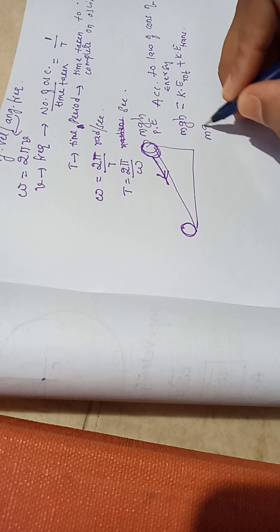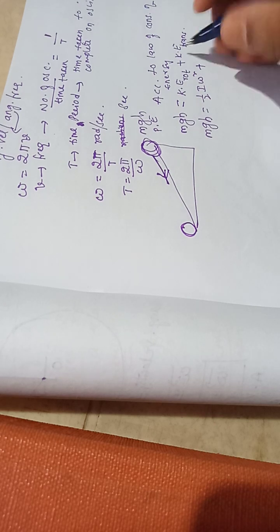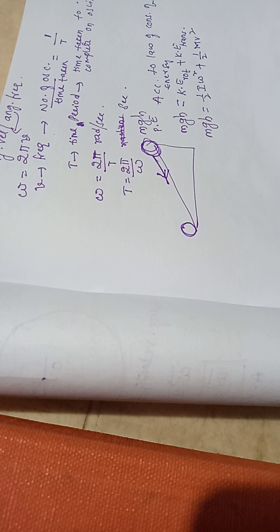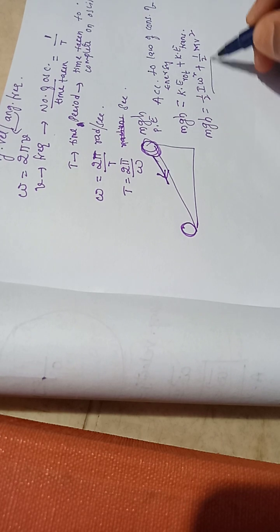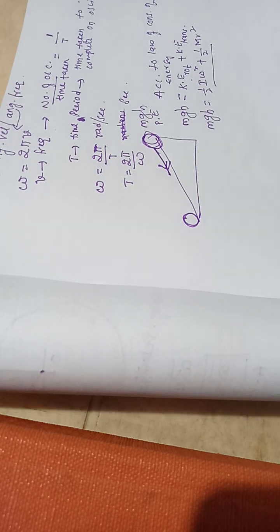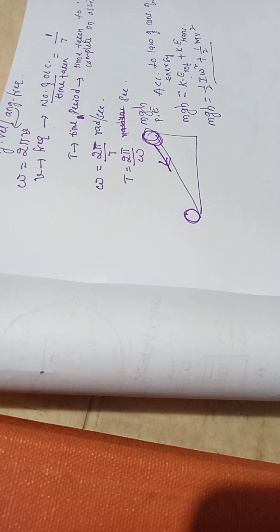What is rotational kinetic energy? Half I omega square. What is translation kinetic energy? Half mv square. So this can be equivalent to the total rotational energy. Rotational kinetic energy plus translation kinetic energy can be taken as the total energy of the rolling body, which will be equivalent to the potential energy when the body is at a certain height from the ground.